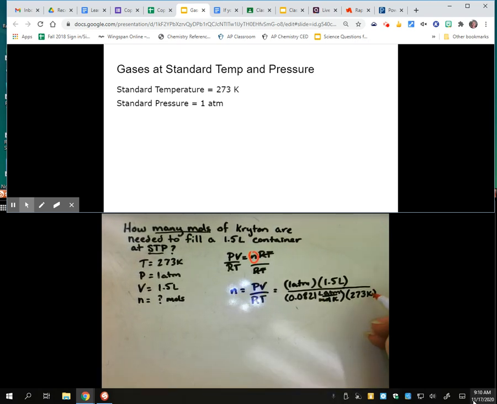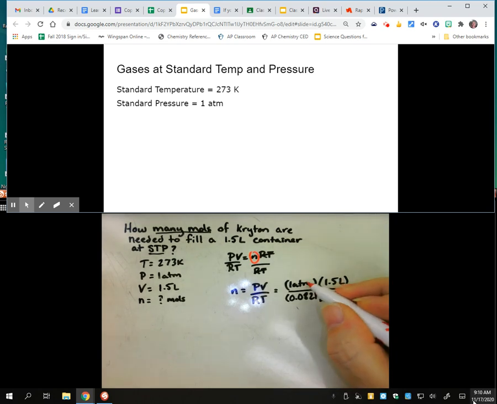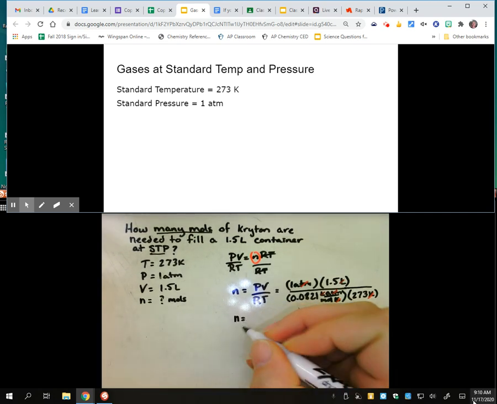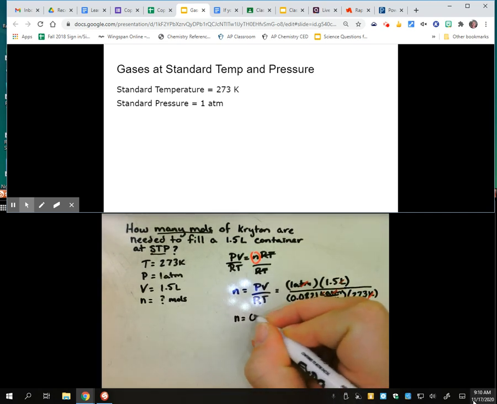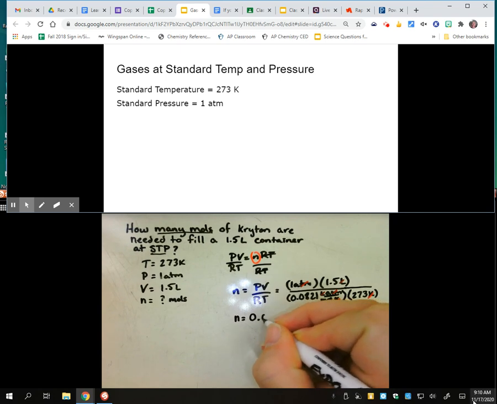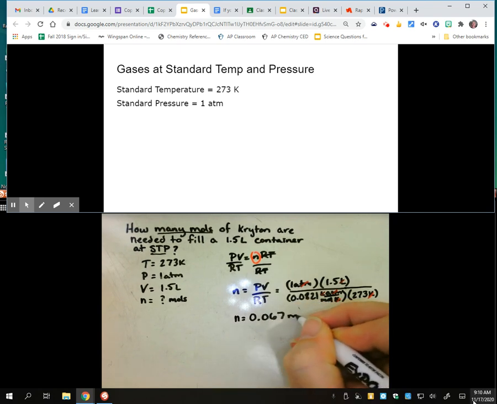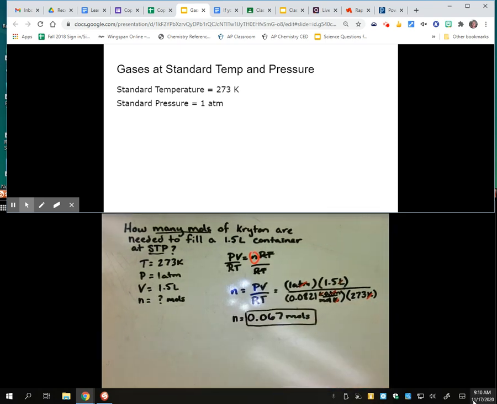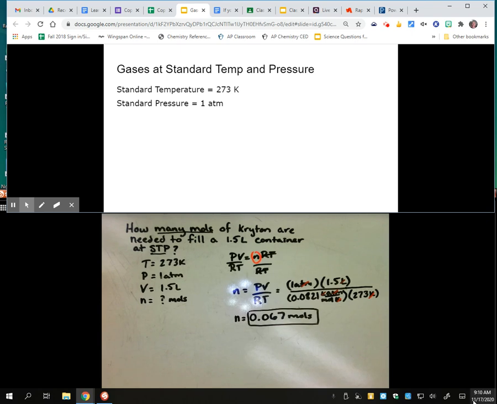All right. Kelvin cancels, atmospheres cancel, liters cancel. And the only thing not canceled out are moles. So n is going to be equal to 0.067 moles. Okay. So that is just kind of a review of the ideal gas law.